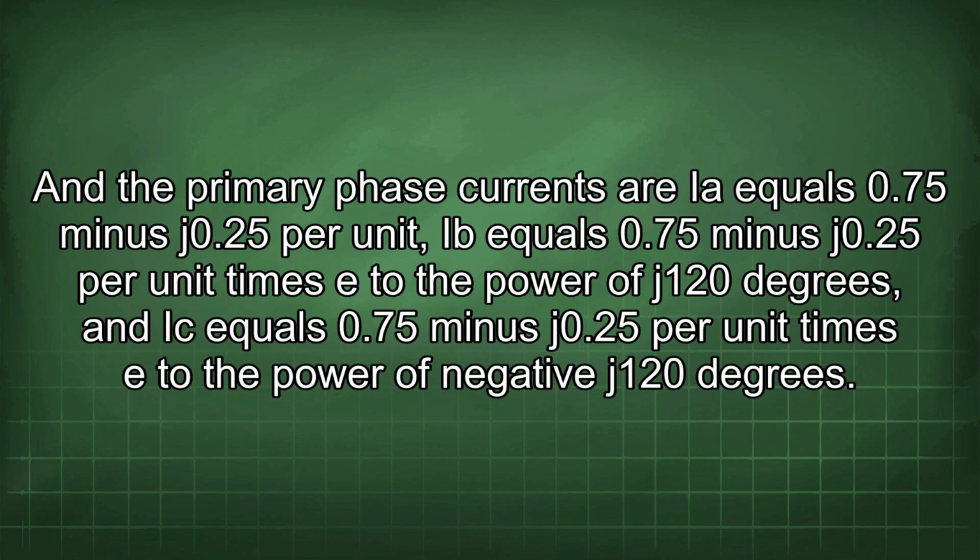And the primary phase currents are IA equals 0.75 minus j0.25 per unit, IB equals 0.75 minus j0.25 per unit times e to the power of 120 degrees, and IC equals 0.75 minus j0.25 per unit times e to the power of negative 120 degrees.